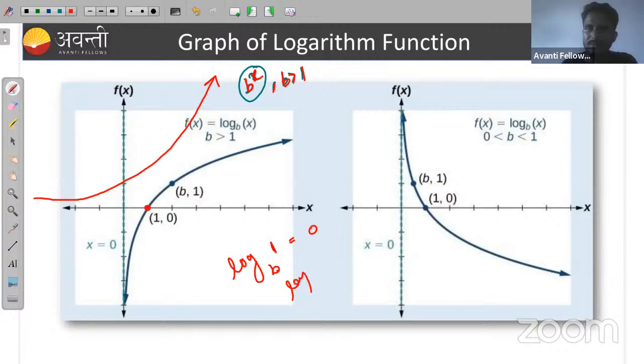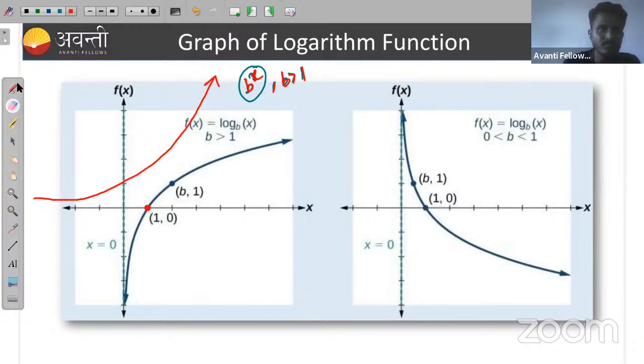I told you, if I ask you log 2 8, what will be the answer? 2 to the power 3 is 8, so the answer is 3. Okay. Similarly, for any base b, if I ask you log 1 to base b, you ask yourself what power b should be raised to so that we get 1. So b to the power 0 is 1. Okay, so this is done.